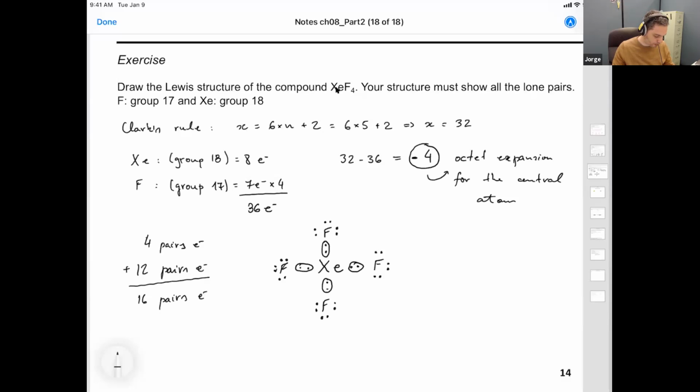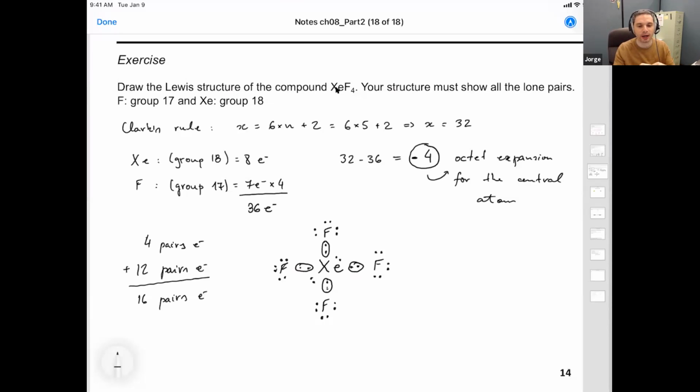Okay, so that means we have, sorry, we have two pairs left, and the two pairs of electrons left will be just allocated to the central atom. Okay? So you just put the two pairs left in a random position for the central atom. So if you count the total number of electrons in the central atom, you have 1, 2, 3, 4, 5, 6, 7, 8, 9, 10, 11, 12. Okay, so xenon has 12 electrons in its valence shell.